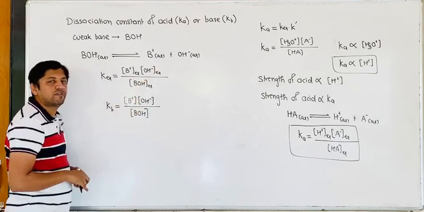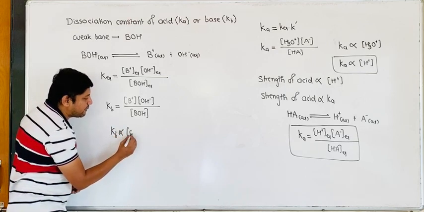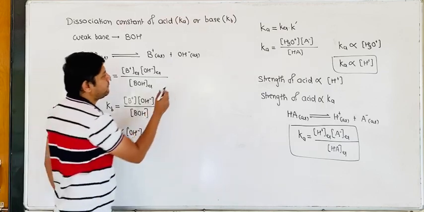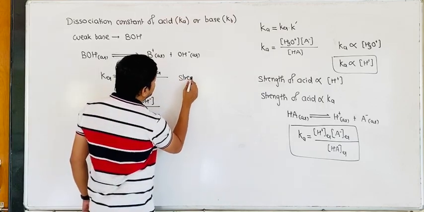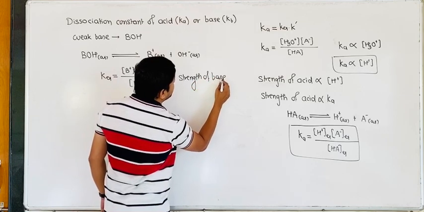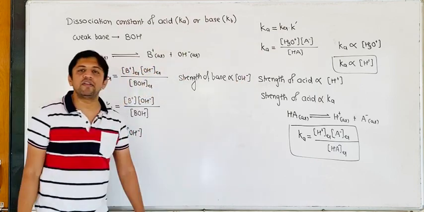And this expression also indicates Kb is directly proportional to the concentration of OH minus ions. And we know that the strength of base is directly proportional to the concentration of OH minus ions.